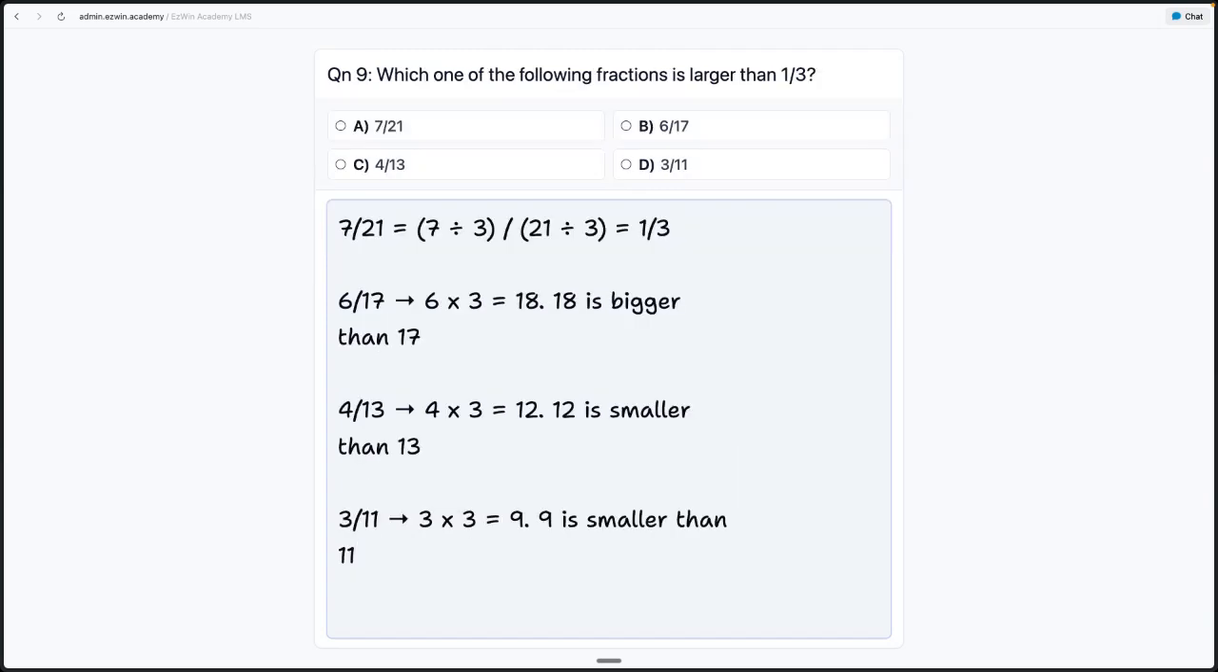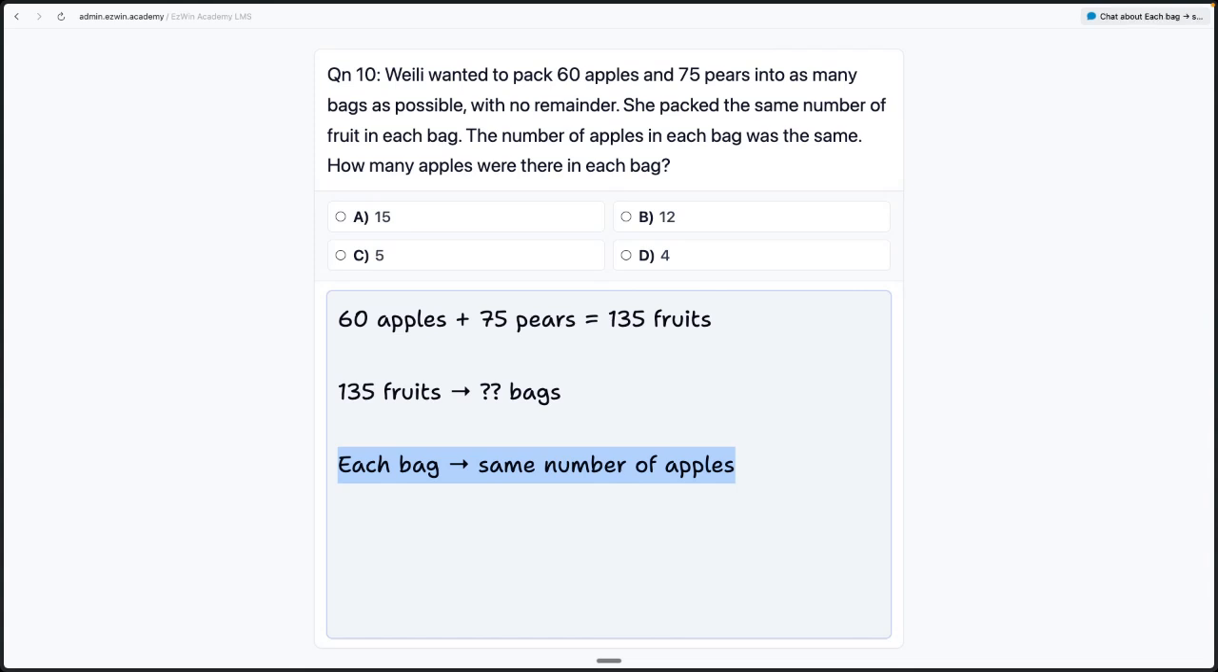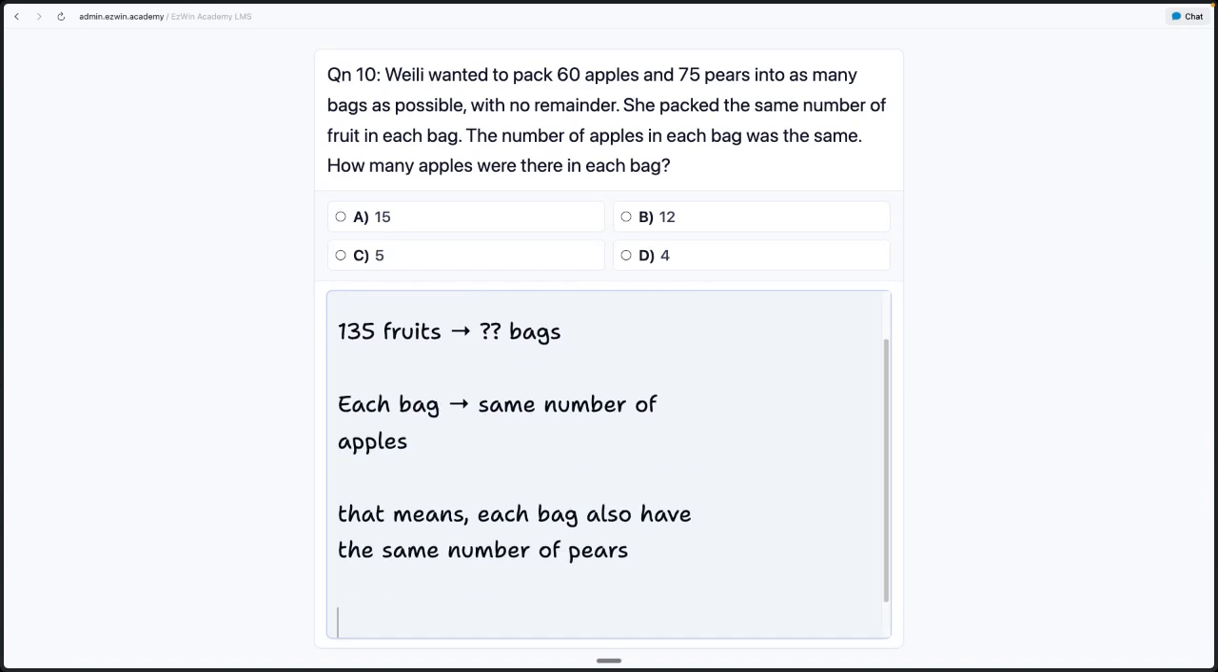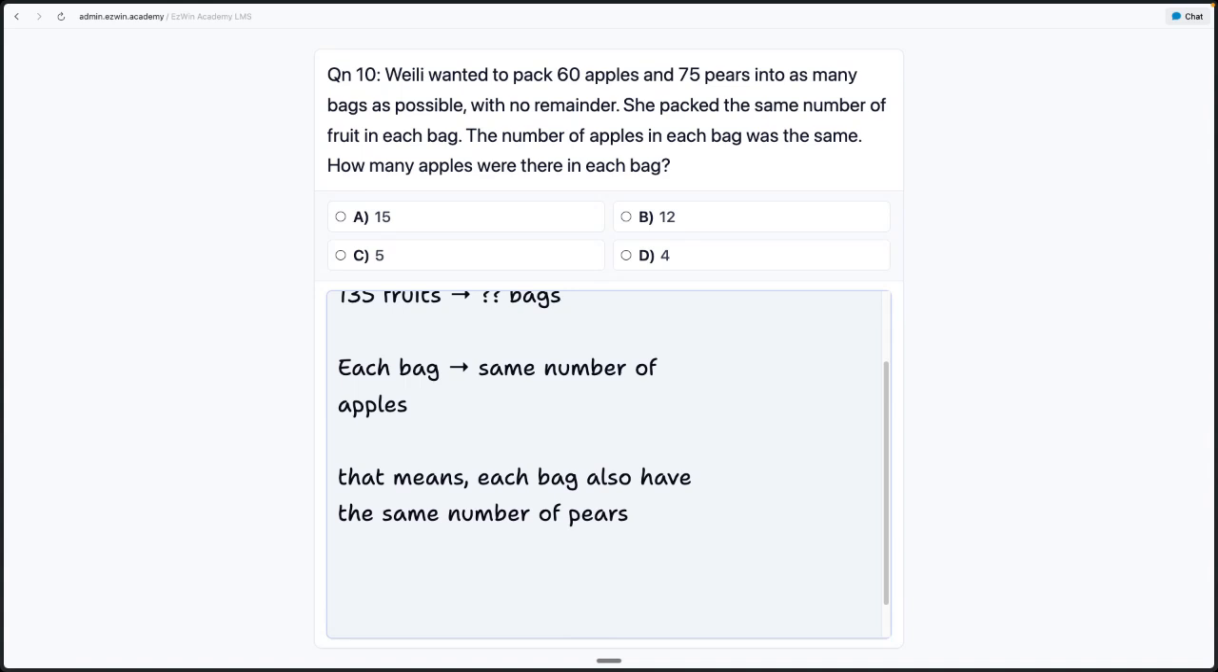Okay, the thing is that from here, if we know that each bag has the same number of apples, that means each bag also has the same number of pears, right? So from here, we don't even have to add them or know how to get this. We actually can just do a simple ratio. So we can just have, for example, apples and then pears, and we can just have 60 to 75.